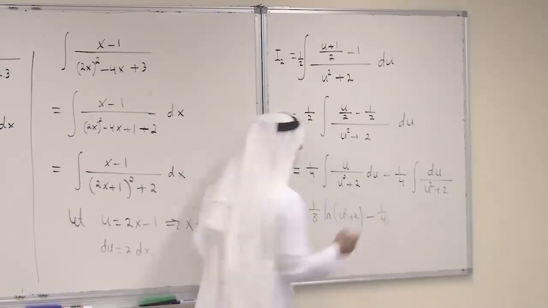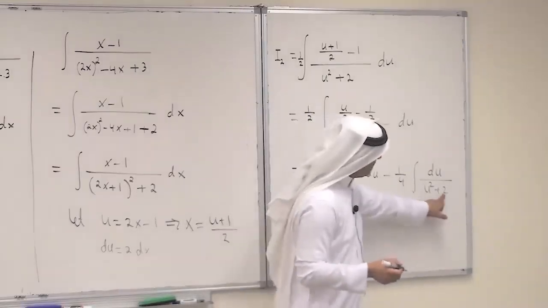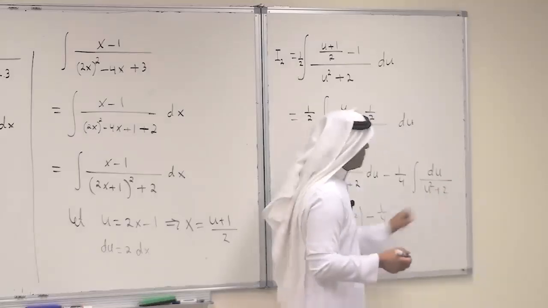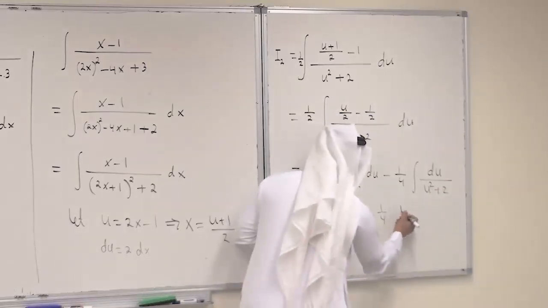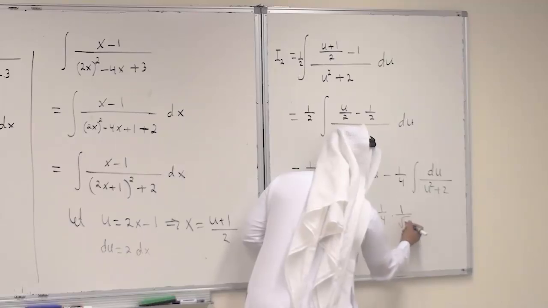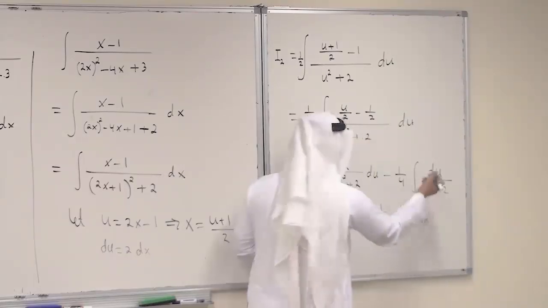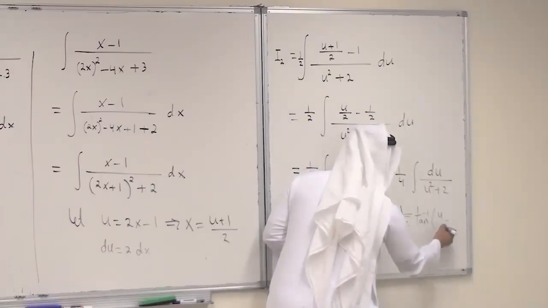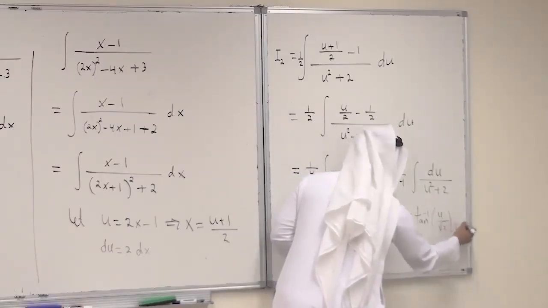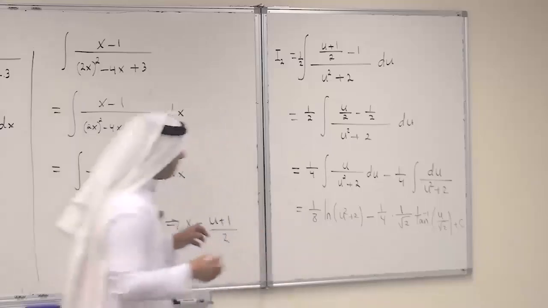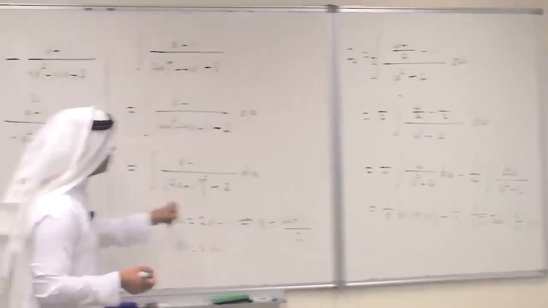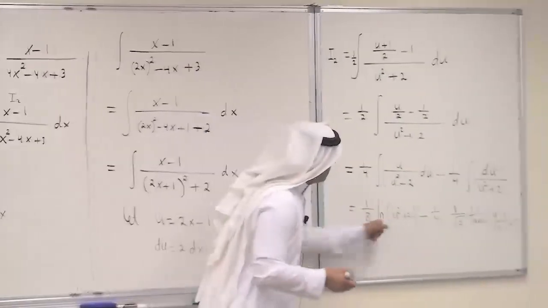Now we apply the formula, we have u squared plus a squared, so a equal to radical 2. So what do we have? According to the formula, it is 1 over radical 2 tangent inverse of u over a, so it is u over root of 2 plus constant of integration. What remains now is just to bring back what is u, substitute here to get the final answer.